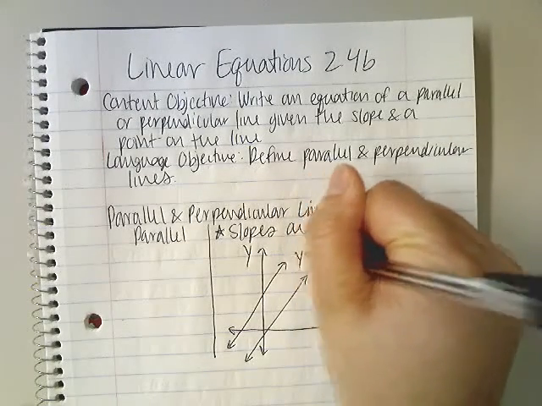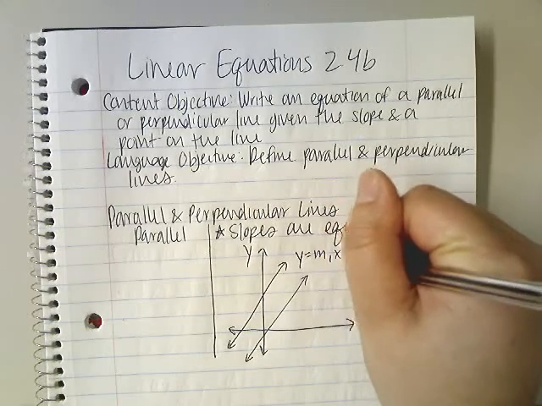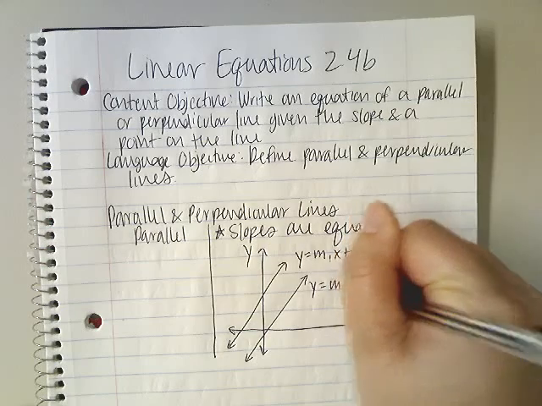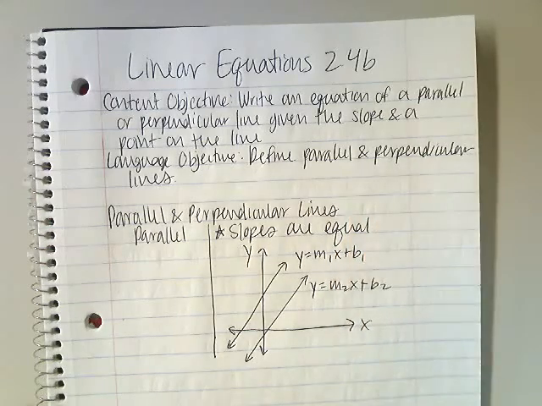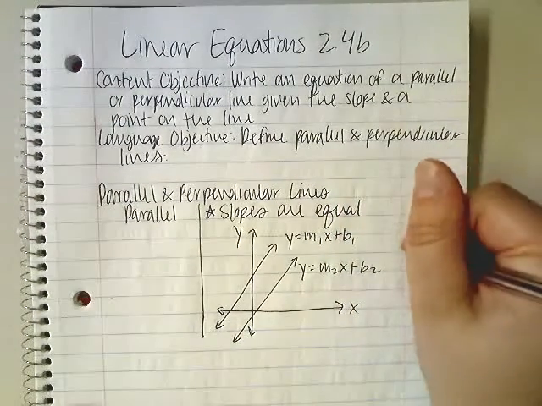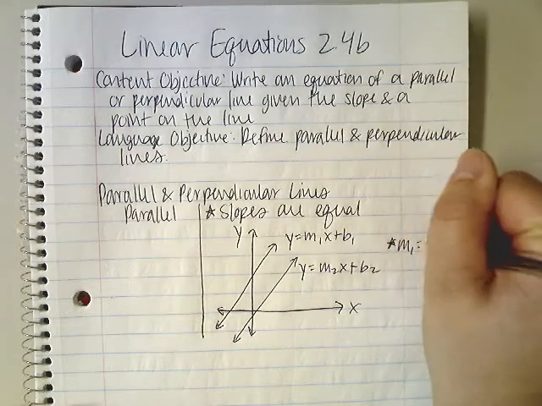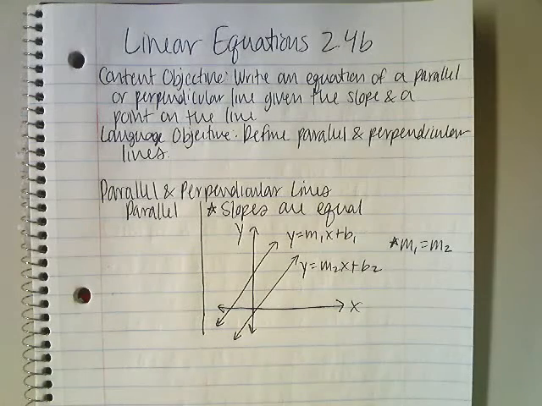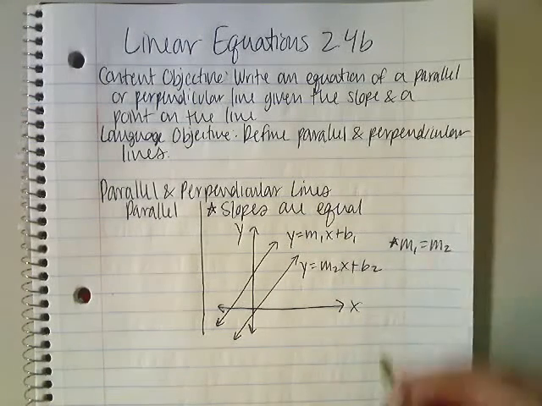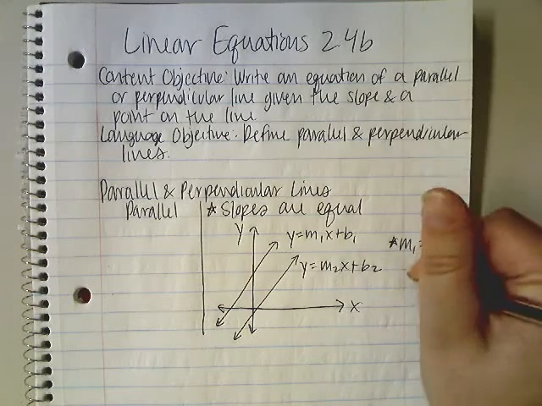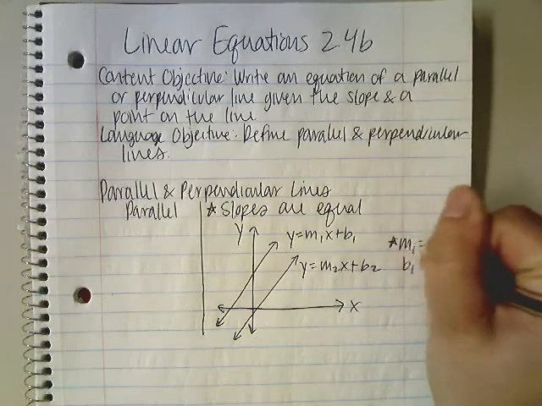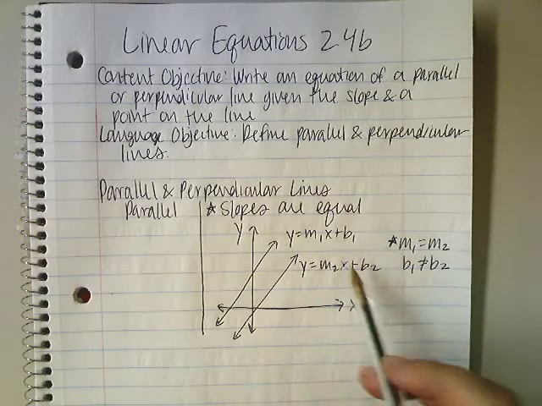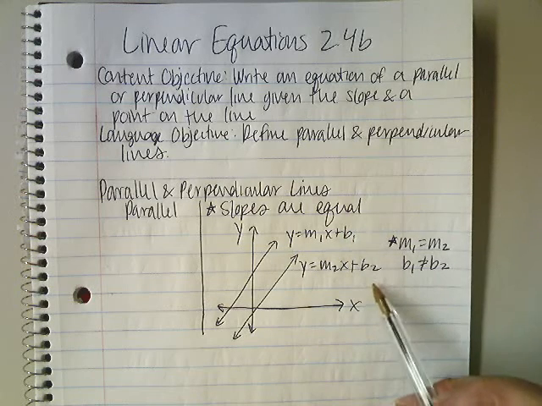So we could call our first equation y equals m1x plus b1, and our second equation y equals m2x plus b2. And our key information here that we need to remember is that m1 is equal to m2. So if they are parallel, their slopes, m1 and m2, are the same, they are equal, but we also must note that b1 cannot equal b2. So if we remember, m in slope-intercept form is our slope, but b is our y-intercept.